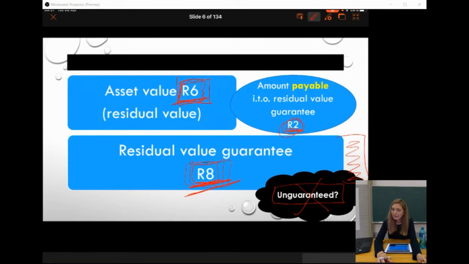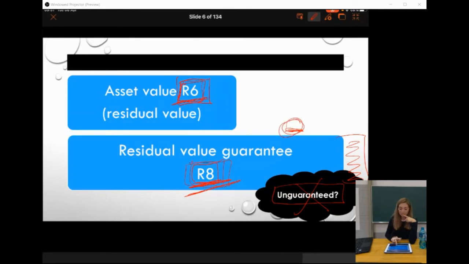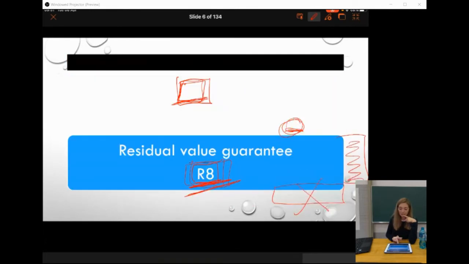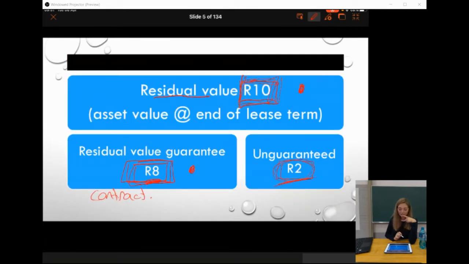The unguaranteed residual value allows the lessor to sell at the higher price while not receiving additional payment from the lessee. Yes, because you are now referring to this situation where the lessee is just bound by the R8 and this R2 is over and above the residual value guarantee.